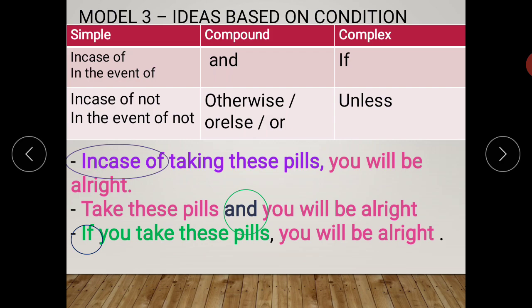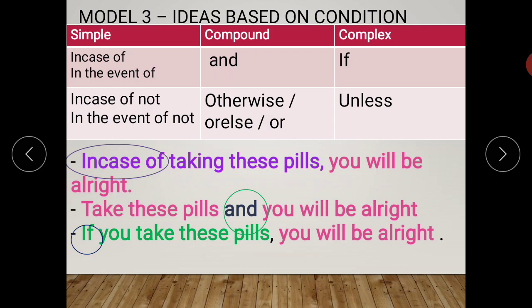You understand? So if you read these three sentences: in case of taking these pills, you will be all right; take these pills and you will be all right; if you take these pills, you will be all right. There won't be any change of meaning when you transform one sentence into another. So hope you understand. If you don't, you just pause the video and go through the clues and try to learn it. The first sentence is a simple sentence, please make note of it. The second sentence is a compound sentence, and the third sentence is a complex sentence.